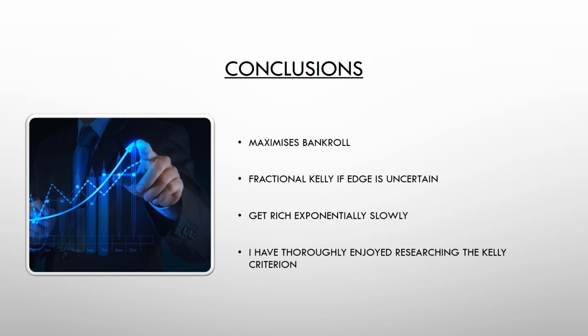Aaron Brown stated in The Secret History of Wall Street that the Kelly criterion allows the gambler to get rich exponentially slowly, and I think that statement epitomises the Kelly criterion.